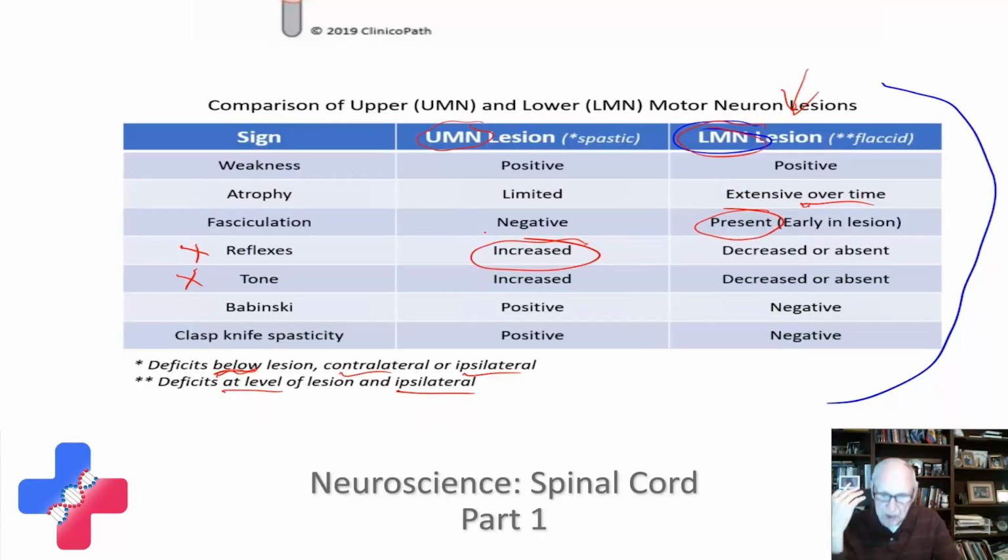And if it's a lower motor neuron, you get areflexia or maybe hyporeflexia. You get a very reduced amount of reflexes. So again, notice increased versus decreased or absent. And then in spasticity, the tone is greatly increased here with an upper motor neuron, and it's greatly decreased with a lower motor neuron. So again, you get a tremendous difference in tone. And then you get these two are alterations of some of the reflexes.